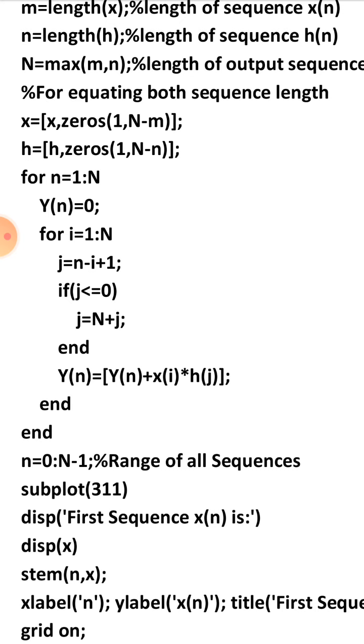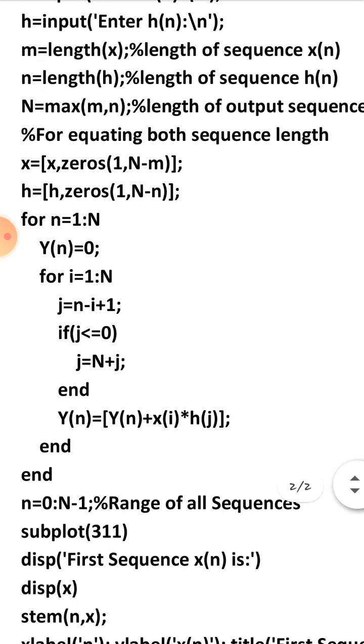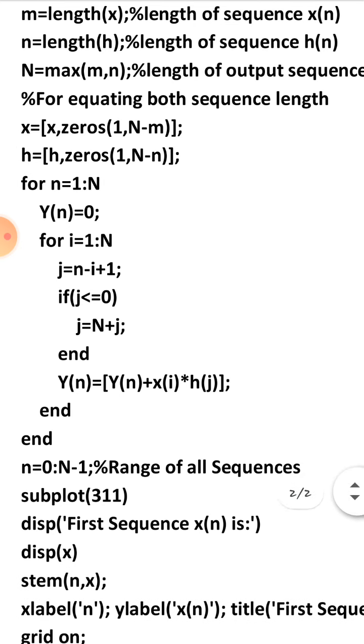But if you are using the inbuilt function CCONV, then we don't have to do all those things. We just need to give cconv of the two sequences x comma h. Then you run the code and you will get the output. So if you are doing it on your laptop, then you don't have to do all those things.